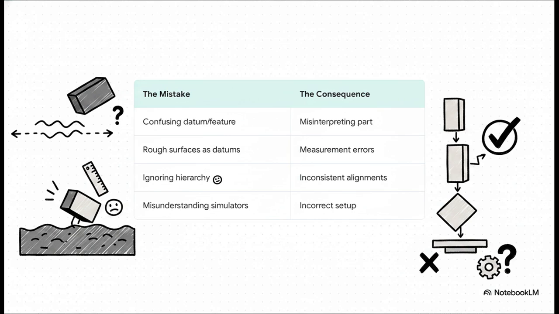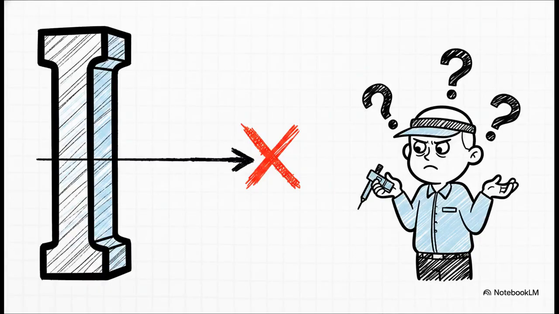And if you ignore that primary, secondary, tertiary functional hierarchy, your quality team is going to align the part completely wrong, and you'll end up rejecting perfectly good parts. Honestly, talk to any experienced machinist or inspector, and they will rattle off a list of drafting pet peeves. Please, save yourself the headache and avoid these.